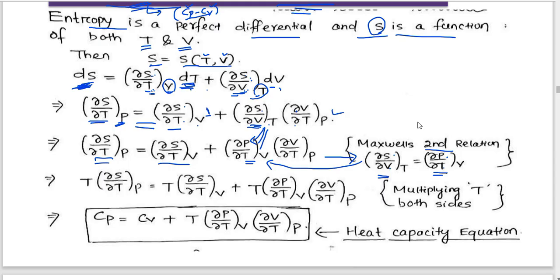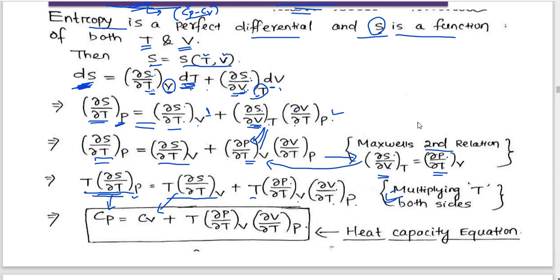and for the next part, multiply T on both sides. What will be there? Just multiply T on both sides. T del S by del T at constant P equal to T del S by del T at constant V plus T into del P by del T at constant volume and del V by del T at constant pressure. So what will be the formula? T del S by del T at constant P. This formula is Cp and this formula is Cv.